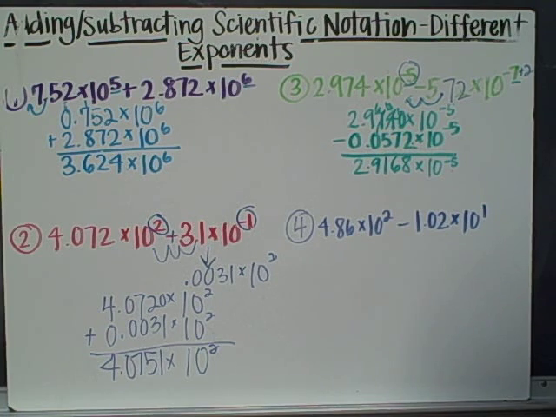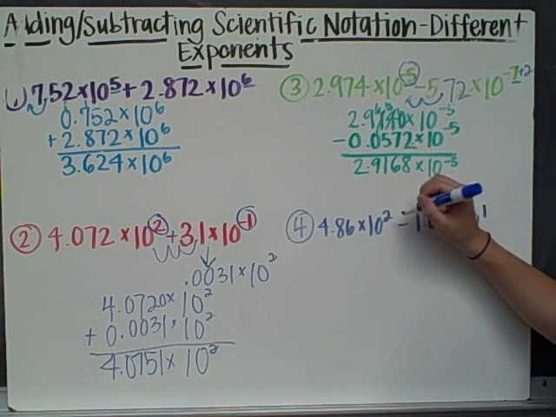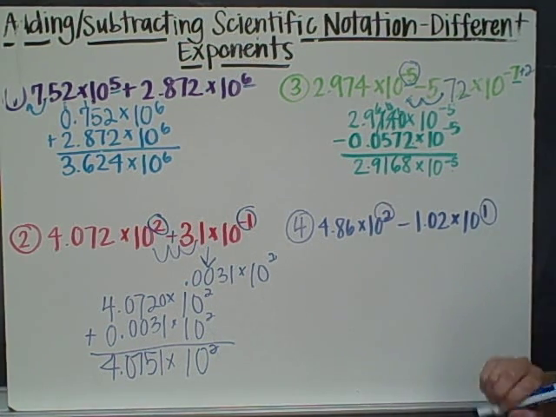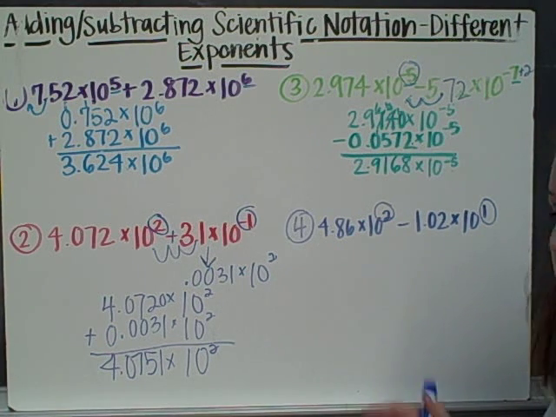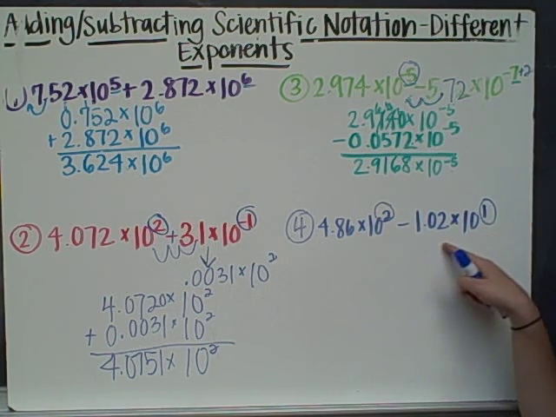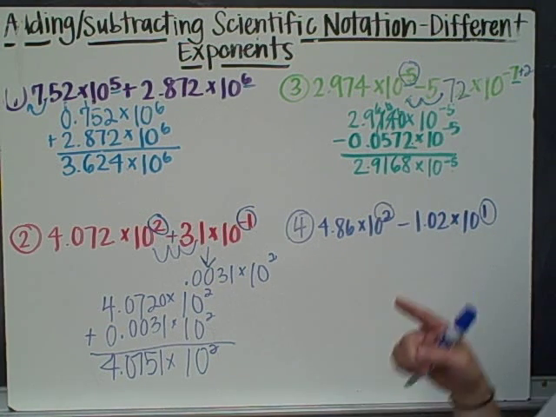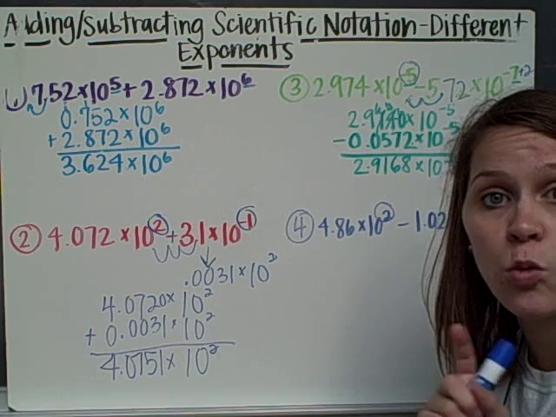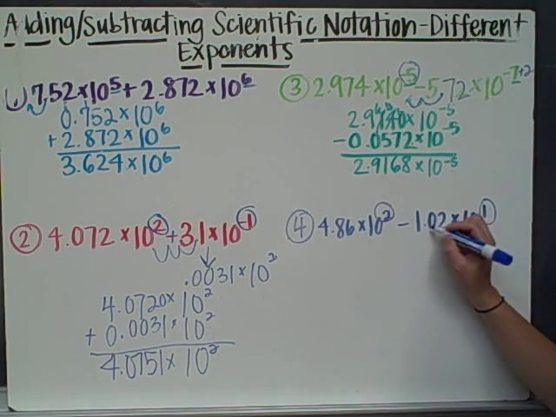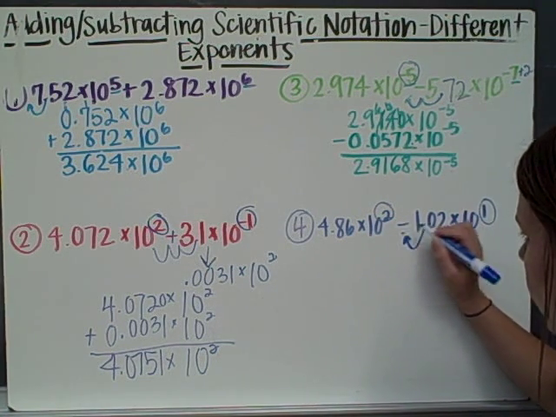So let's look at the last problem. We do not have the same exponents. We have a 2 and a 1. So this needs to change to become a 2. Well, the difference in the 1 and the 2 is just 1. So we need to move the decimal place 1 spot. And we want to increase, so we're going to move that decimal once to the left.